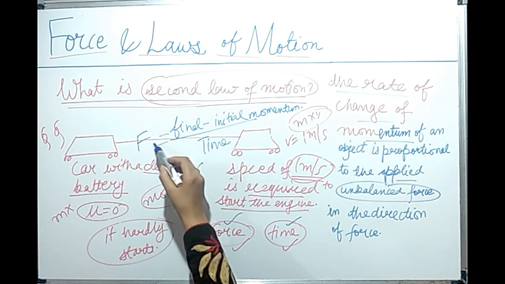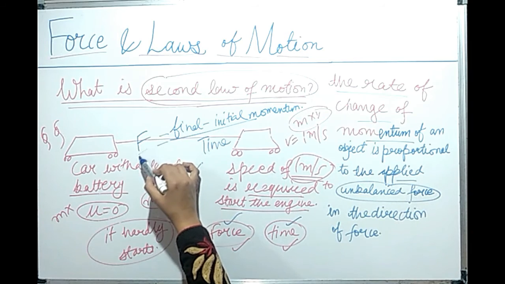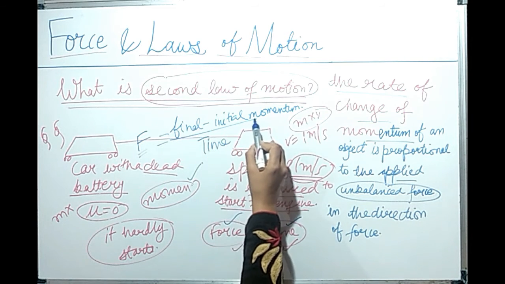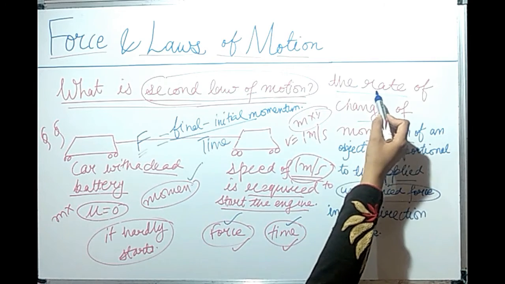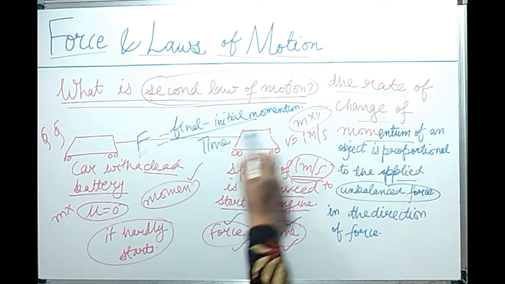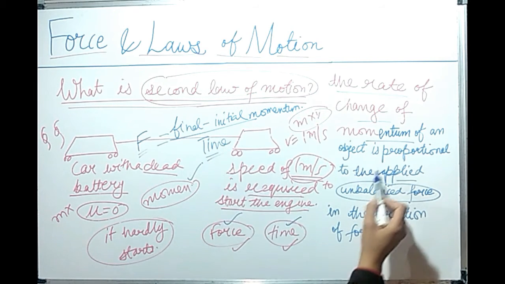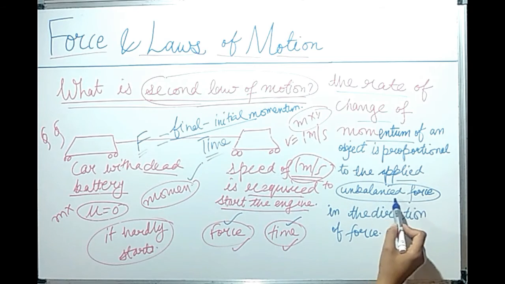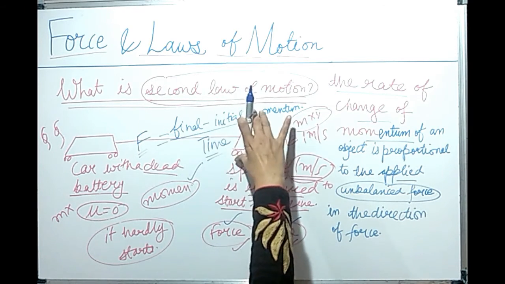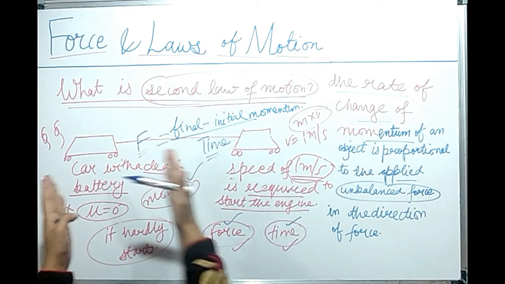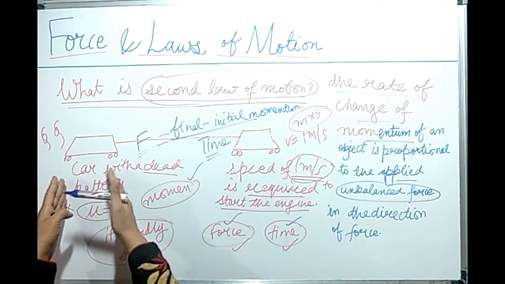So can you see the relationship here? Force is proportional to final minus initial momentum, that is the change of momentum, and we are talking about rate of change, so we have divided this quantity by time, and it is proportional to the applied unbalanced force. Here we have written force. So this is the second law of motion which we have explained on the basis of this example of a car with a dead battery.